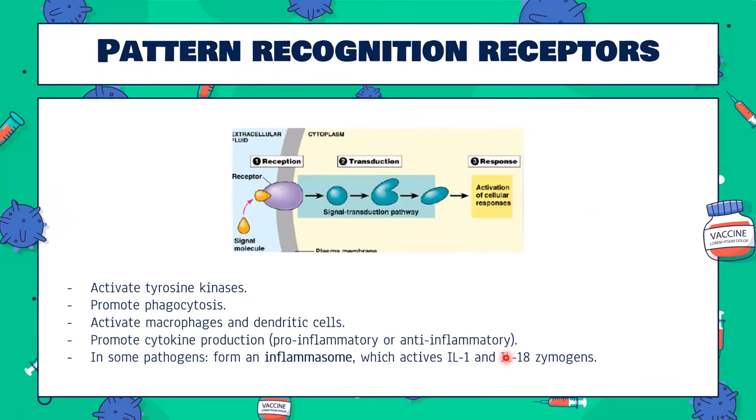So, the actual function of a pattern recognition receptor is to activate tyrosine kinases, which is basically going to lead to a huge downstream activation of all of the possible pathways. It's going to promote phagocytosis, right? Because we recognize that there is some kind of PAMP or a pathogen that we need to get rid of. And it's going to activate macrophages and dendritic cells. Why would it do that? In order to, once again, promote the phagocytosis. It is also going to promote cytokine production, whether that is pro-inflammatory or anti-inflammatory cytokines.